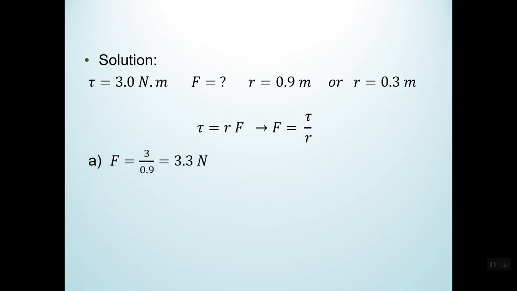When r is equal to 0.9 meter, we find the force F is equal to 3 divided by 0.9, which is equal to 3.3 Newton. And when r is equal to 0.3 meter, the force F is equal to 3 divided by 0.3, which is equal to 10 Newton. So we can conclude the required force is less when it's applied further from the axis of rotation.